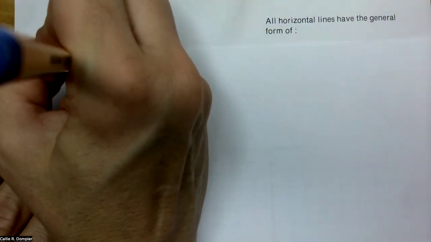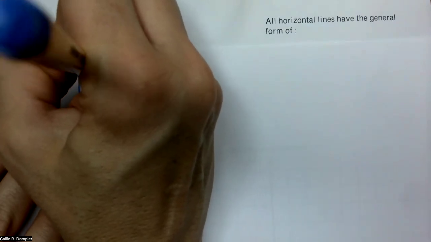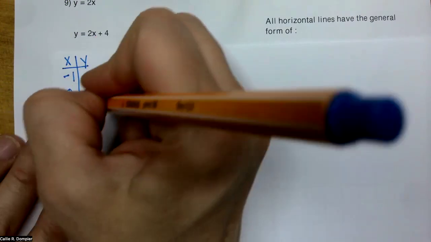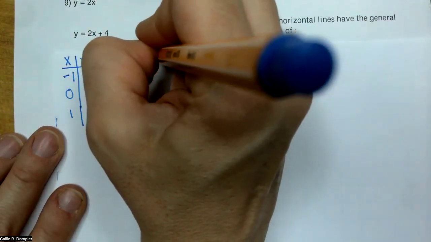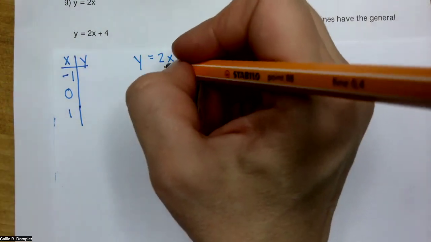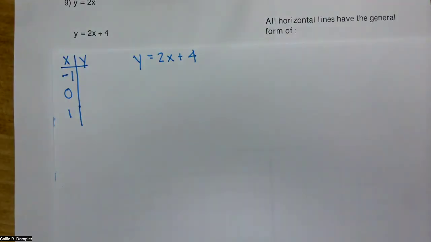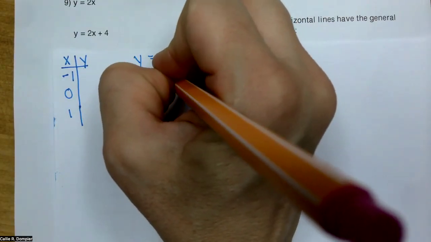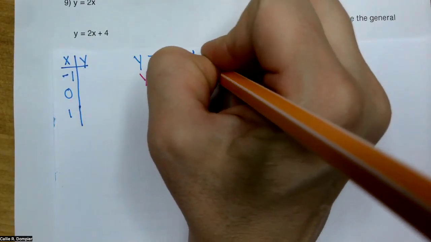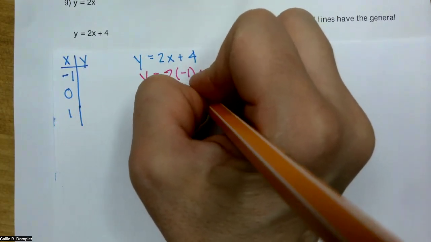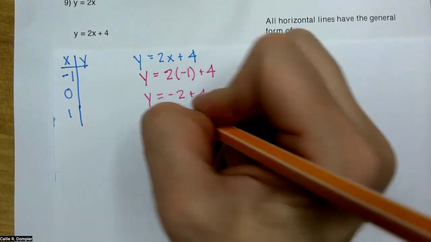Y equals 2x plus 4. So I'm going to do -1, 0, and 1 again. Y equals 2x plus 4. If x is equal to -1, y equals 2 times -1 plus 4. Y equals -2 plus 4. Y is 2.